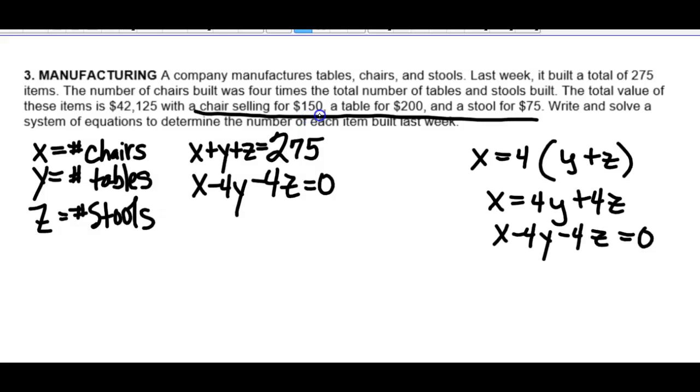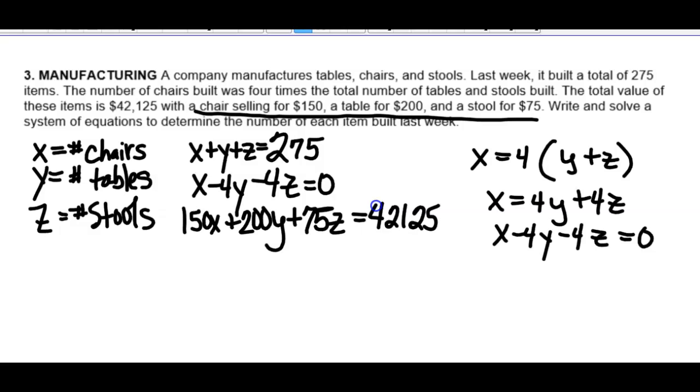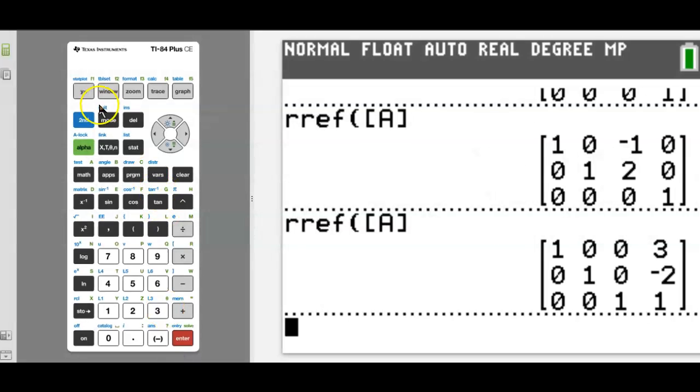And then I have this sentence about the cost. I'm sorry, sales, not cost. Each chair sold for 150, and a table for 200, so that's 200 times Y, and stools were 75 times Z. And that's supposed to be $42,125. Okay, we're going to put that in our calculator.